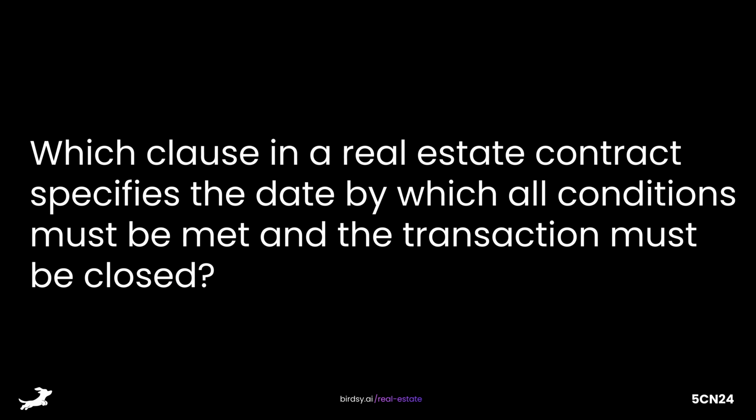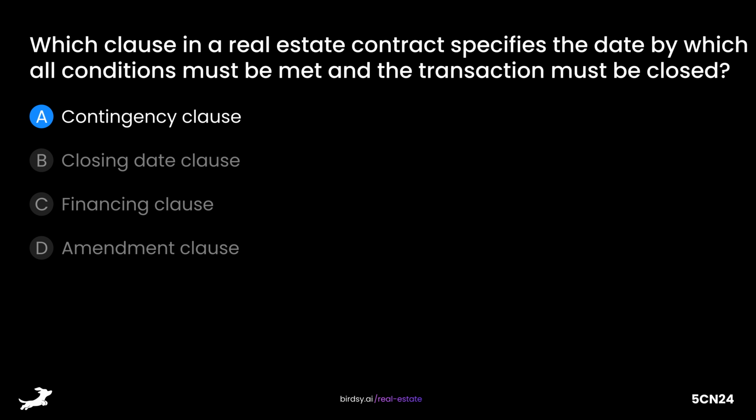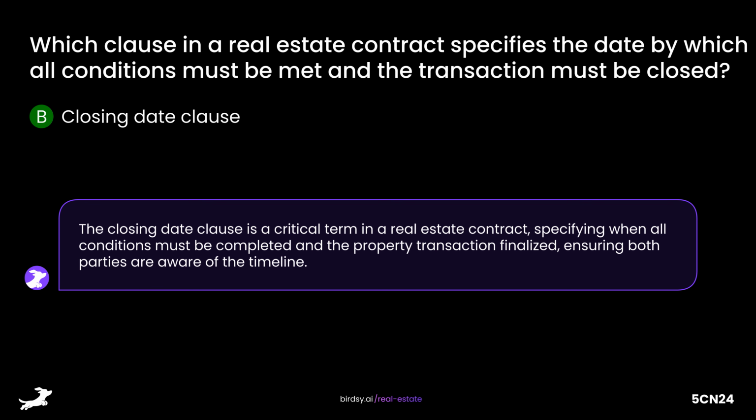Which clause in a real estate contract specifies the date by which all conditions must be met and the transaction must be closed? Is it A, contingency clause, B, closing date clause, C, financing clause, or D, amendment clause? The answer is B, closing date clause. The closing date clause is a critical term in a real estate contract, specifying when all conditions must be completed and the property transaction finalized, ensuring both parties are aware of the timeline.